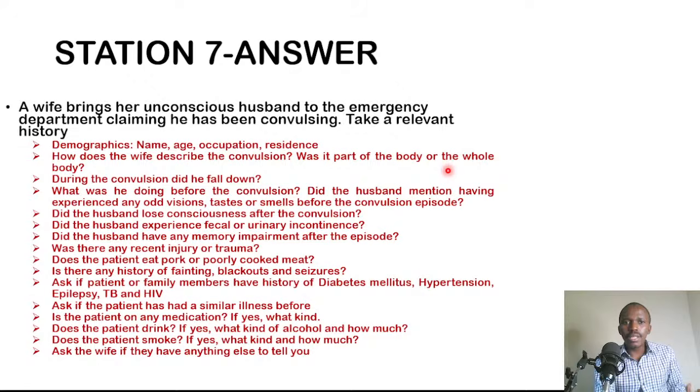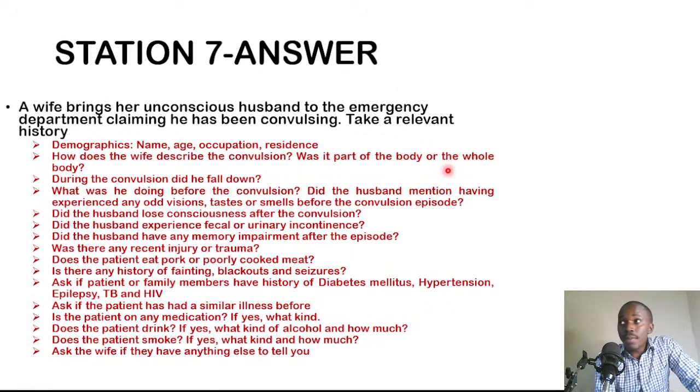Then what happened during the seizure? Did the patient lose consciousness? Was it part of the body, or was it the whole body? Then, of course, did the patient fall during the convulsions? What did they do after the convulsions? Did they regain consciousness and convulse again, or have they just been unconscious through and through? Now, have they experienced any fecal or urinary incontinence?